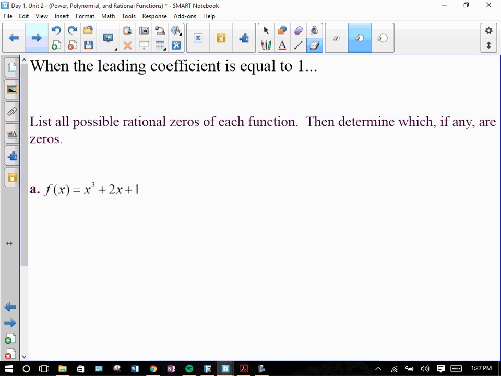Alright. So how do we do this? Well, we're going to do two things. First of all, the leading coefficient is 1. It is 1x cubed. Can someone tell me what the leading coefficient is? But how do we know it's 1? What is the leading coefficient?